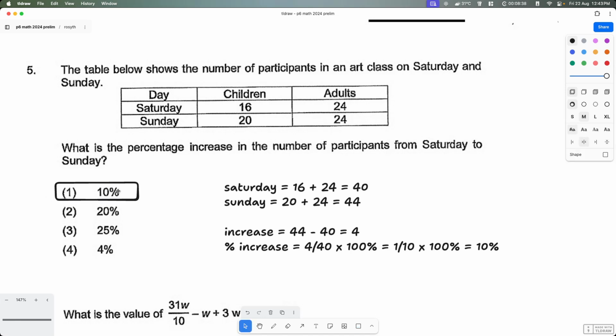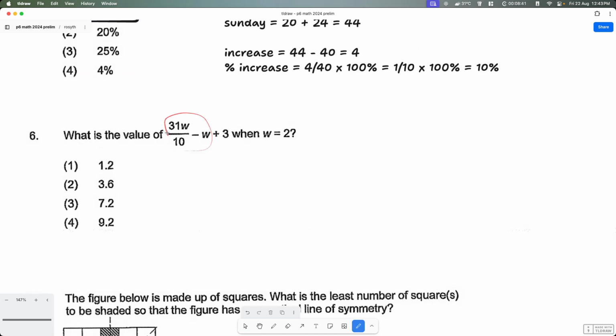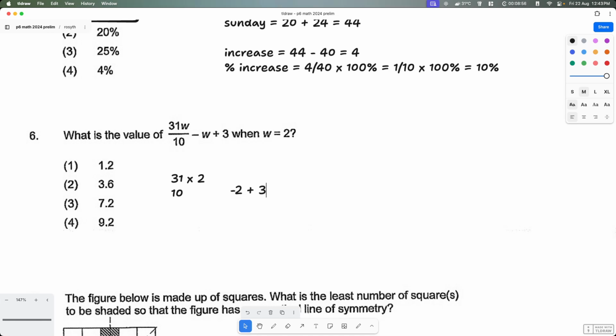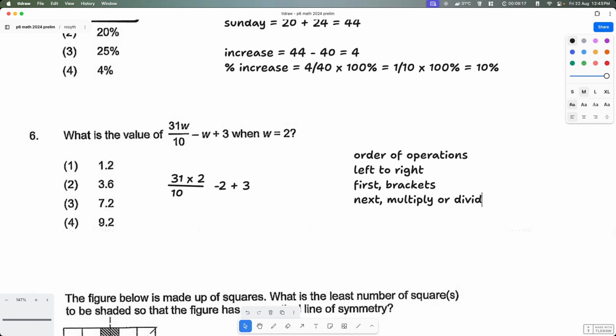Okay, let's move on to question number 6. What is the value of 31W out of 10 minus W plus 3 when W is 2? So it's 31 times 2 out of 10, and then minus 2 plus 3. This one is the next level of order of operations. First is brackets, then multiply or divide, and last is add or subtract, going left to right.